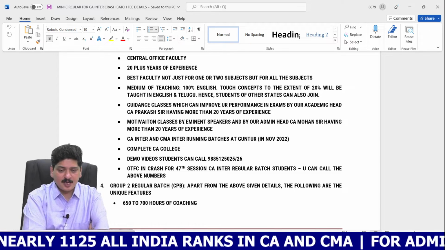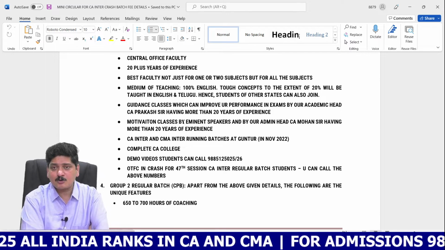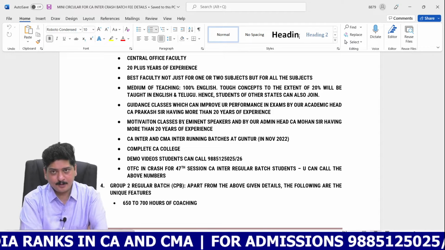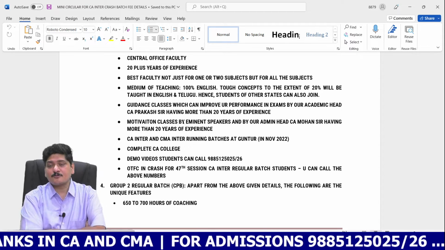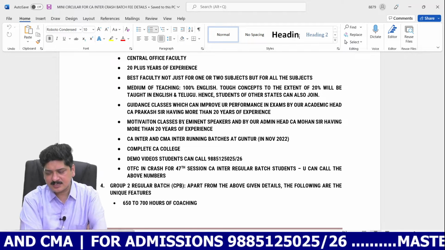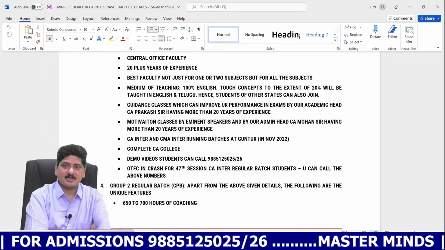And of course, pre-results regular batches and post-results regular batches. And those students are going to appear for the CA Inter examinations in May 2023. And you will be surprised to know that we have batch number 1, 2, 3, 4, 5, 6, 7, 8 for 48th session CA Inter regular batches as well.